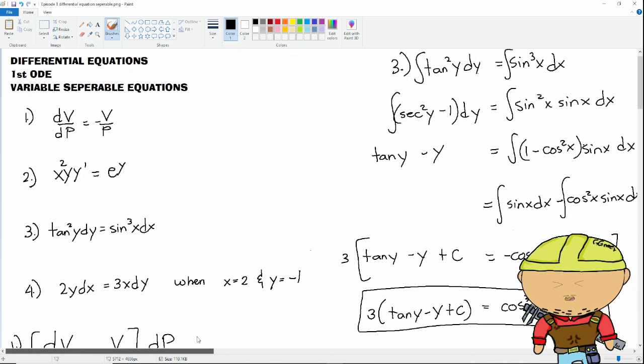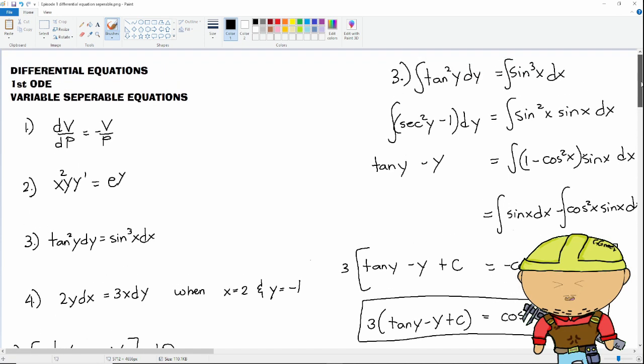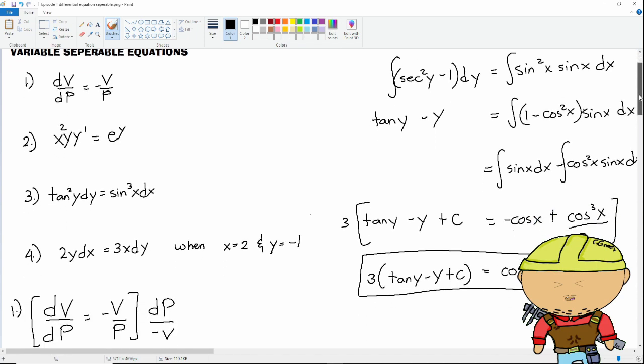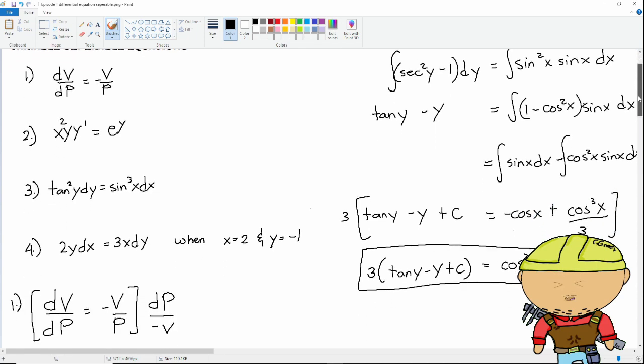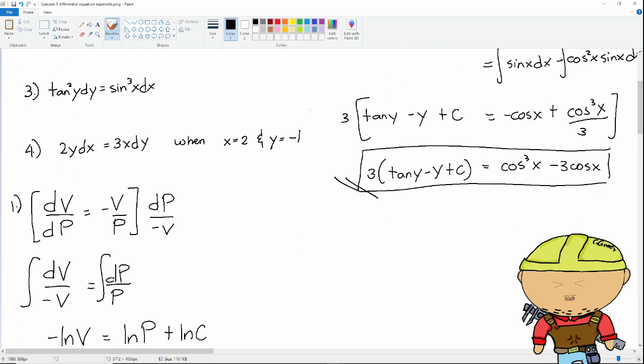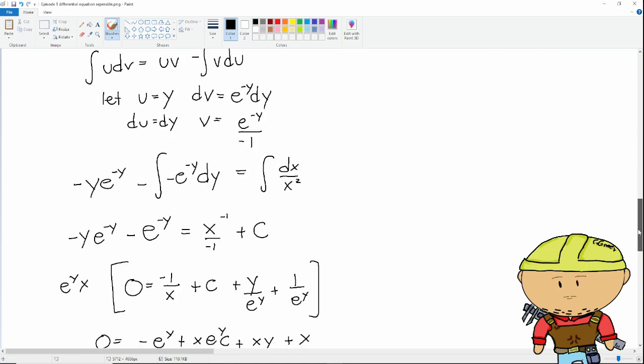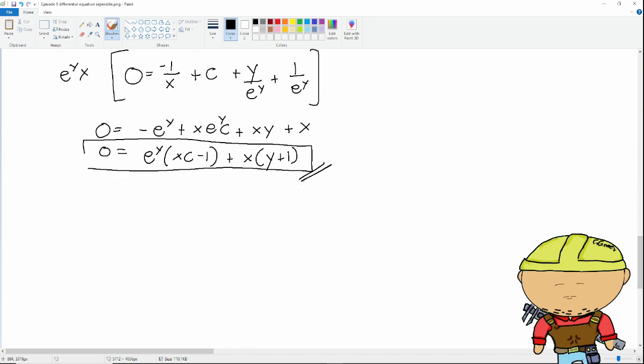Next, number 4. I will now emphasize the word general solution for you all out there. In solving first order differential equations, we're going to have different types of differential equations. On these instances, we have variable separable equations. And when we integrate our differential equations, we will have what we call general solutions. This is a general solution for number 3. This is a general solution for number 1. This is now a general solution for number 2.